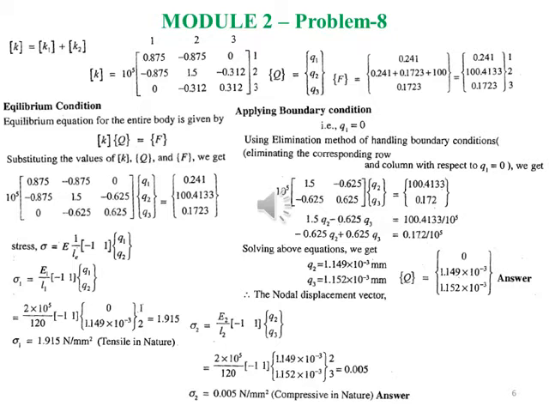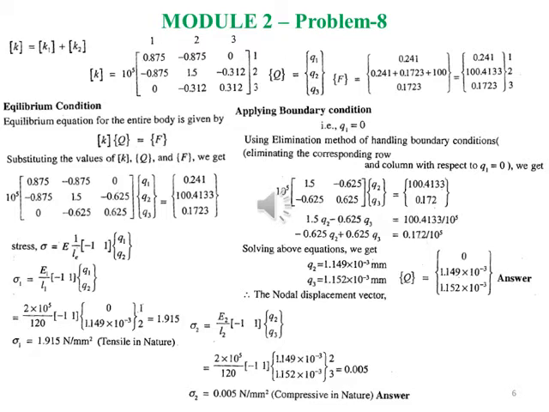So we know that Q1 is equal to 0. When we are applying the boundary conditions, we know that Q1 is equal to 0. So by the elimination method of handling the boundary condition, eliminating the corresponding row and column with respect to Q1, we can eliminate the first row, first column. So only second row, second column and third row, third column remain. So 1.5 minus 0.625, minus 0.625 0.625, into Q2 Q3 is equal to 100.41 and 0.1723.